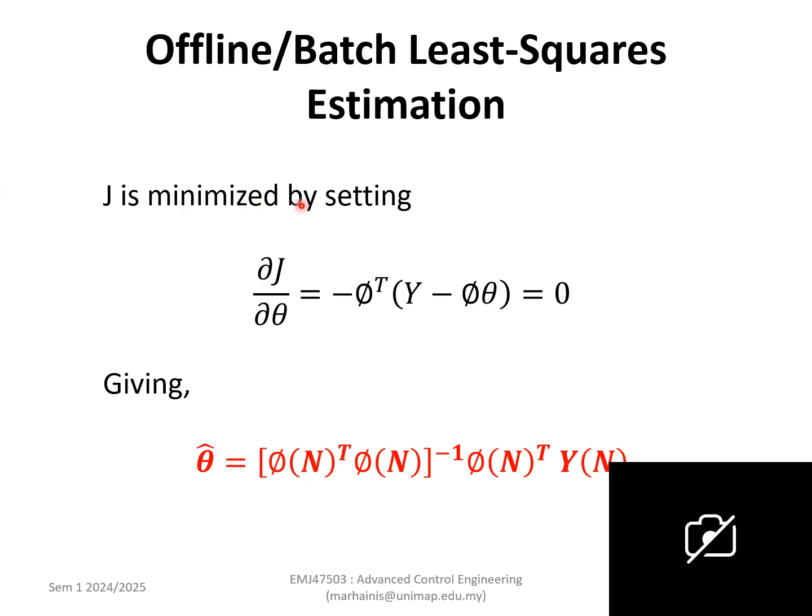So J is minimized by setting dJ over dt equal to 0. And this derivation will give the equation that we will use: theta hat equals (phi transpose phi) inverse, phi transpose y_N. So this is the equation that we will use in order to find the estimated unknown parameter value. The detailed derivation, I will give in an extra video lecture, so you know how we get the equations. It's not necessary for you to understand since we just use the equations.